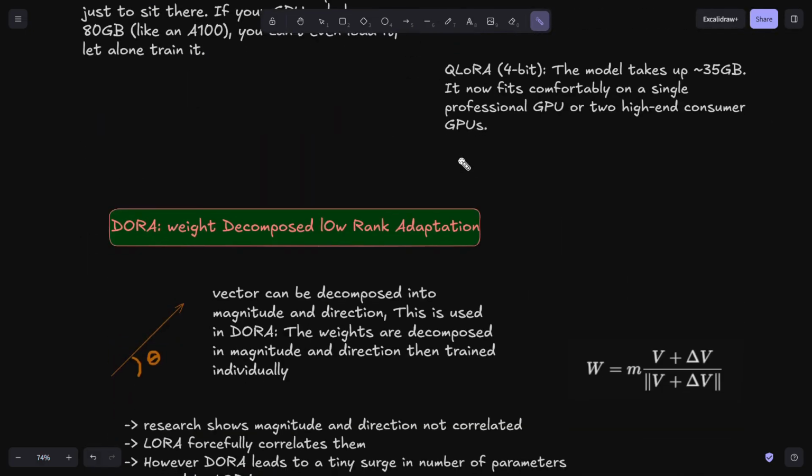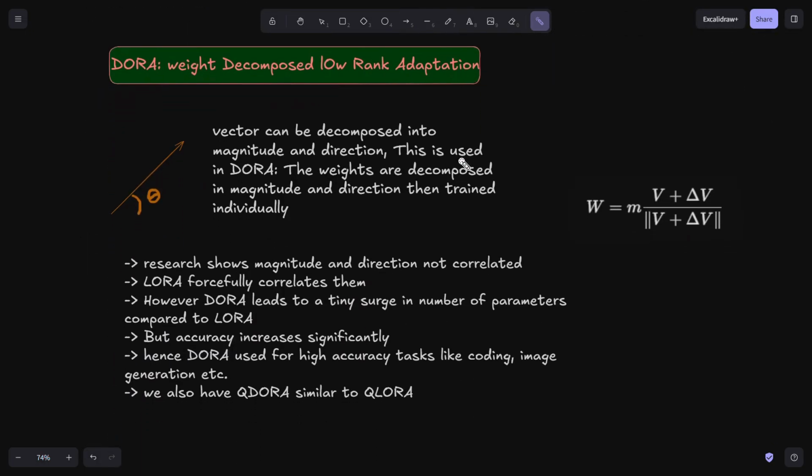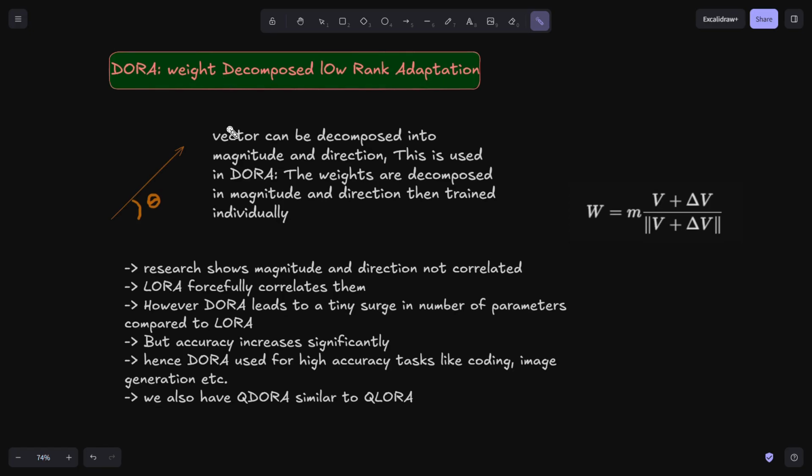The last technique, or the newest advancement in parameter efficient fine-tuning, is DoRA. So it is weight-decomposed low-rank adaptation. We all have learned about vectors. Vectors can be decomposed into their magnitude and direction. So this concept is used in DoRA. These weights, or the weight vectors, are decomposed into their magnitude and direction and then trained individually.